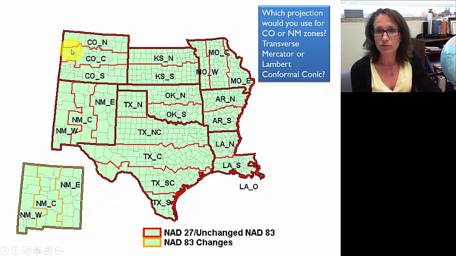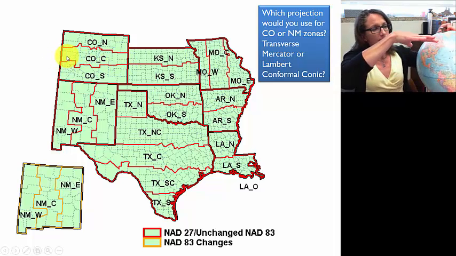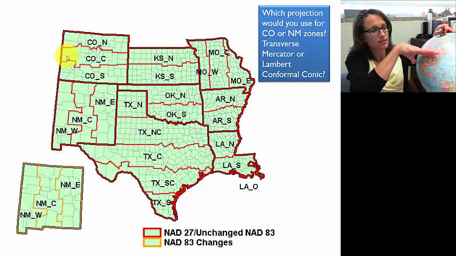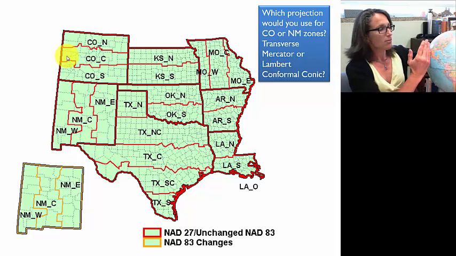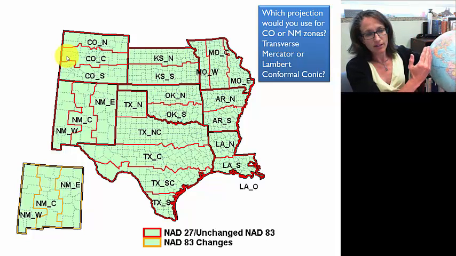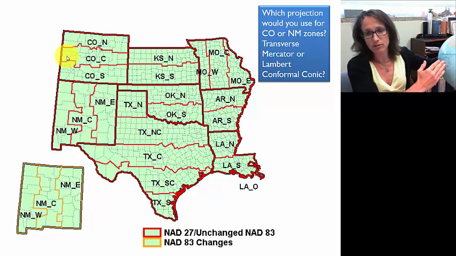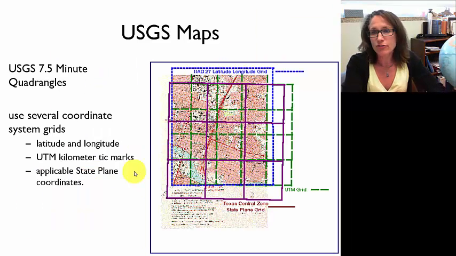Which projection would we use for Colorado? So these zones run east-west, so we want our line of tangency to run east-west. So we're going to take a cone, right? And its line of tangency is going to be a parallel running east-west, so we're going to use the Lambert conformal conic. Whereas for New Mexico, we want the line of tangency to run north-south, so we're going to use a transverse Mercator. These different coordinate systems are all shown on USGS maps.